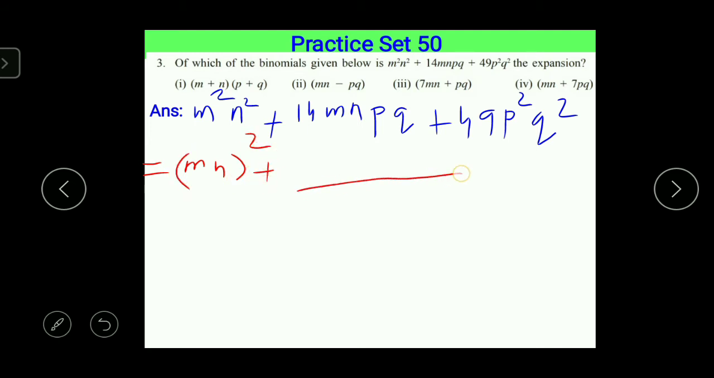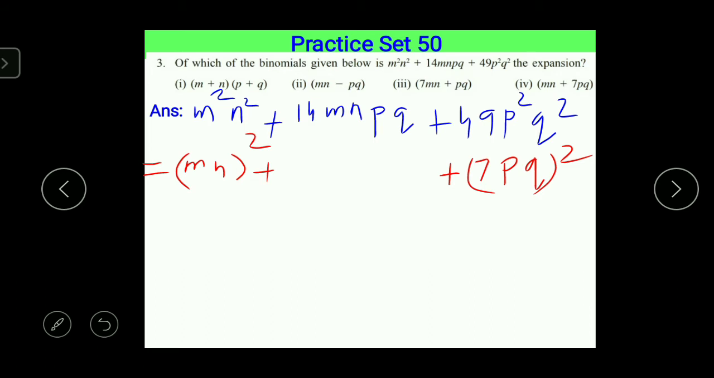Now I'll leave some place for the middle term. I'll just write the last term now. 49 is the square of 7, students. So here we can write 7 square instead of 49. P square is there, q square is there, so we can write them together as 7 p q whole square. 7 square is 49, p square is p square, q square is q square. So we are having the last term as 7 p q whole square.